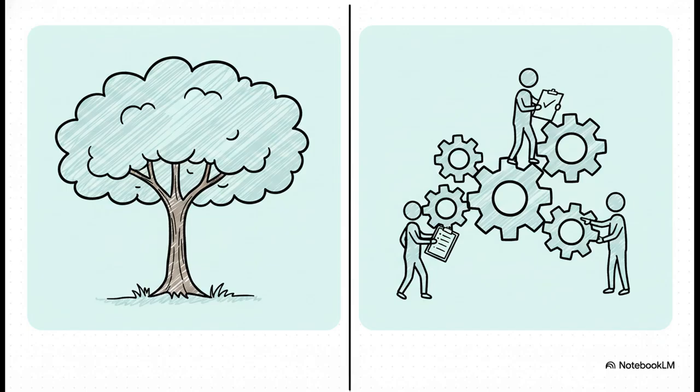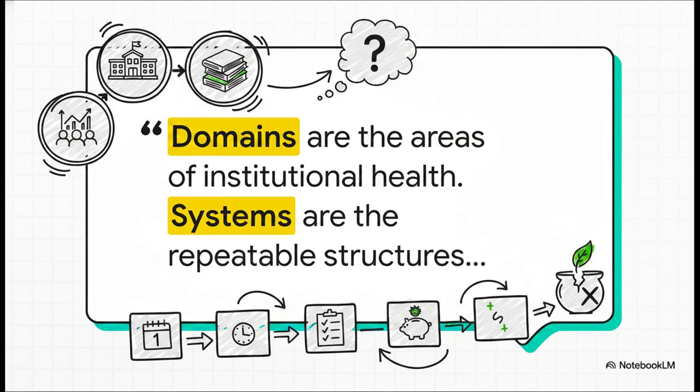I really want to strongly emphasize this contrast. The domains are what needs our attention. The systems are how we give them that attention. The source material sums this up perfectly. It states, domains are the areas of institutional health. Systems are the repeatable structures, processes, routines, tools, people, and review mechanisms that make those domains work in practice. This is such a critical distinction to anchor our understanding.